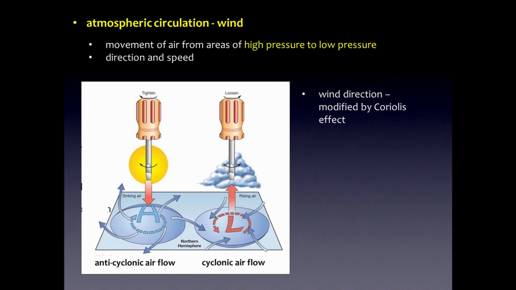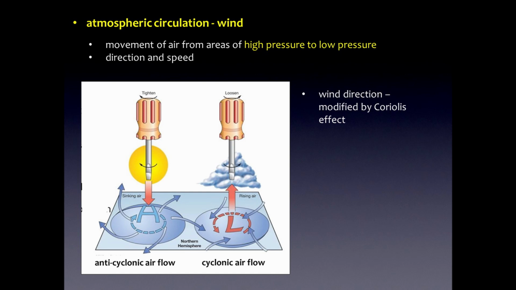And as it moves, the Coriolis effect is going to deflect that air towards the right. So we get this appearance of clockwise, or anticyclonic, flow. Everything's curving in the one direction there.